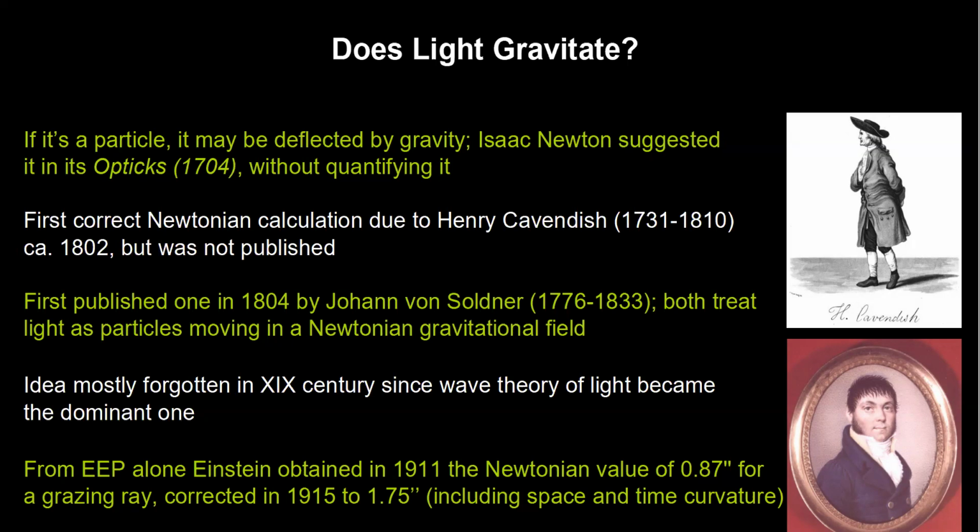Now, Einstein came back to this problem in 1911, by which time you already had the Einstein equivalence principle, not GR. And with the Einstein equivalence principle, the result you get for a light ray grazing the sun, so passing exactly at the distance of one solar radius from its center, is 0.87 arc seconds, which is exactly the Newtonian value. On the other hand, if you do the calculation in general relativity, you get exactly twice that amount.